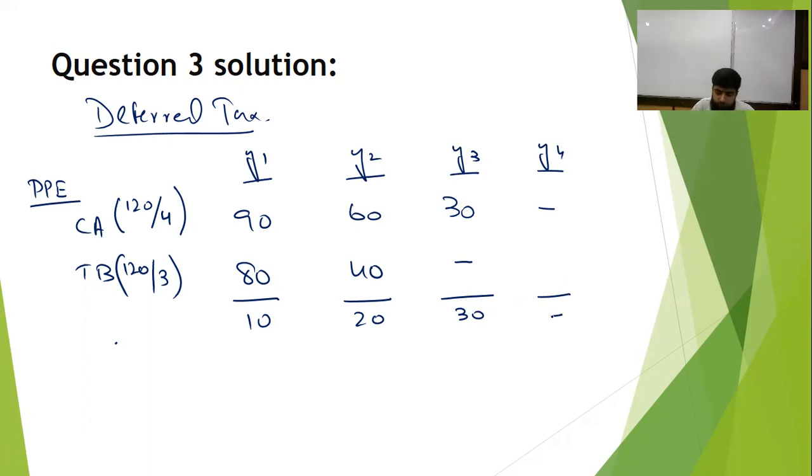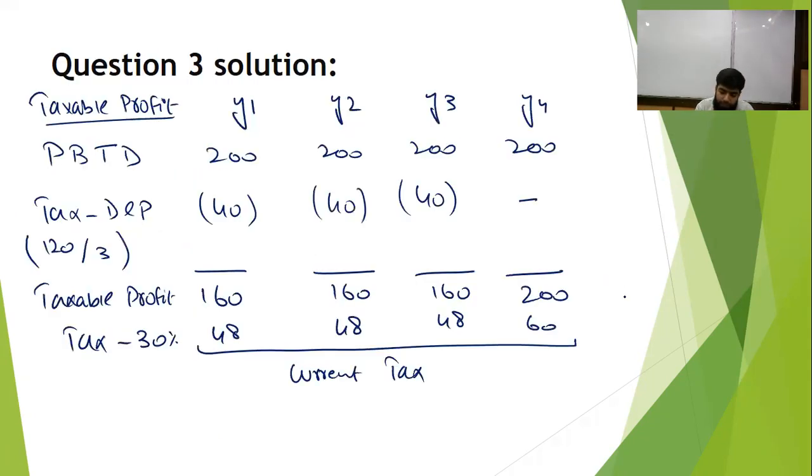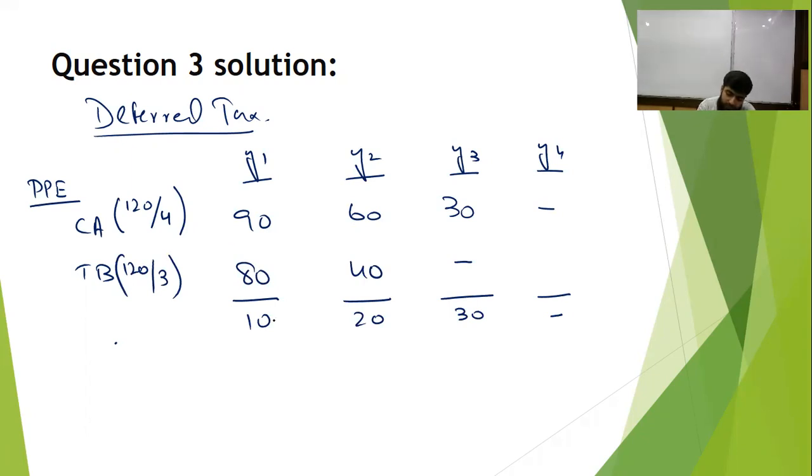Now, what is that difference? That is the difference between the carrying amount and the tax base. If an asset's carrying amount is greater than the tax base, in that situation, for example carrying amount is 90 and tax base is 80, the carrying amount is greater than the tax base. That difference is known as what? TTD, that is taxable temporary difference. In year 2, the carrying amount is greater than the tax base, so it is a TTD, a taxable temporary difference. In year 3, the carrying amount is greater than the tax base. Again, the difference is a taxable temporary difference.